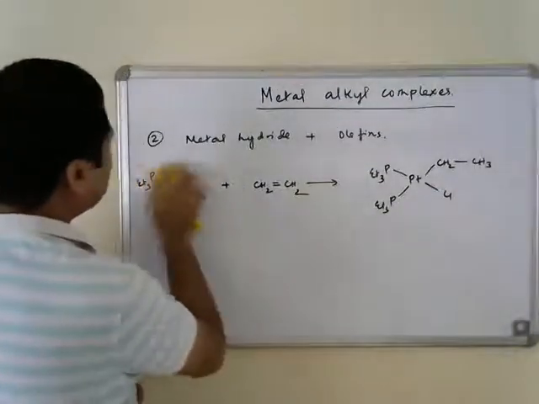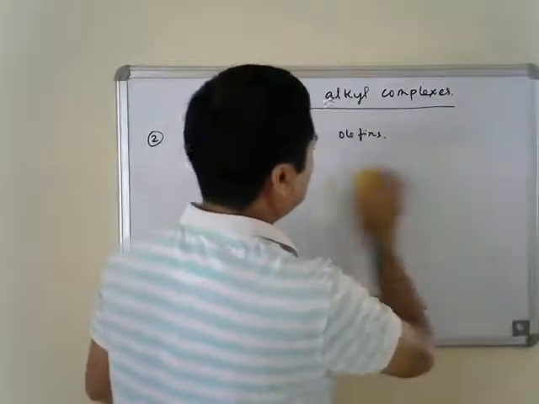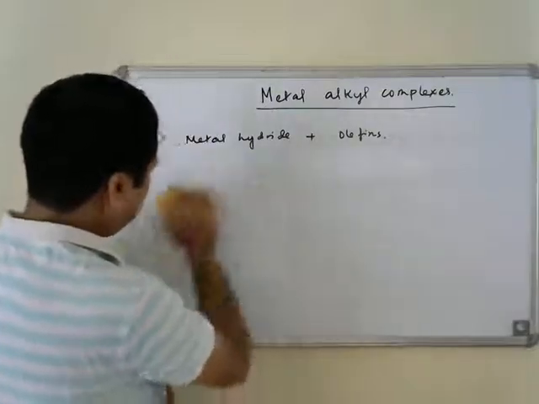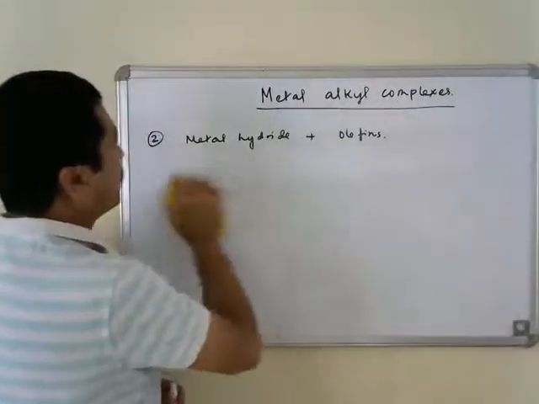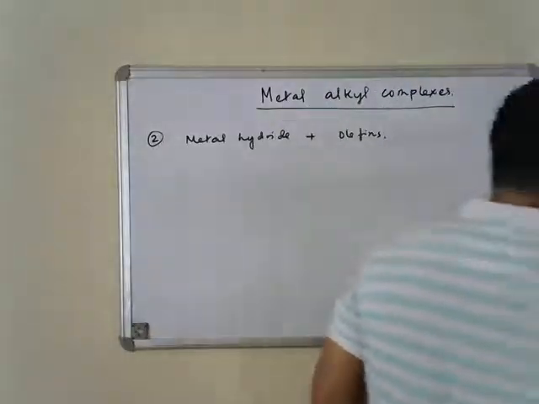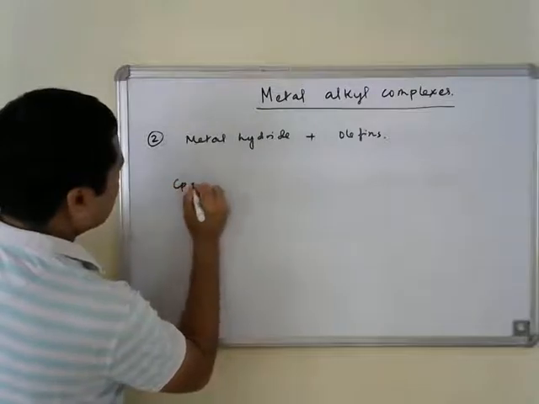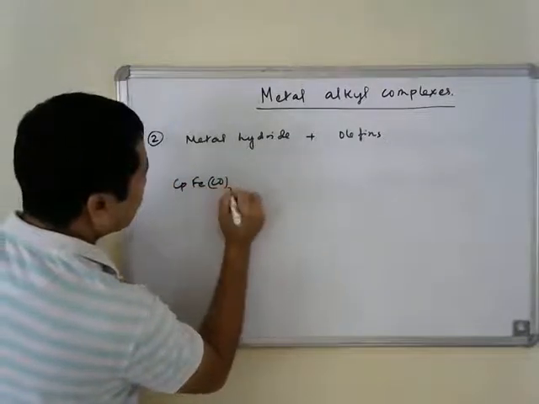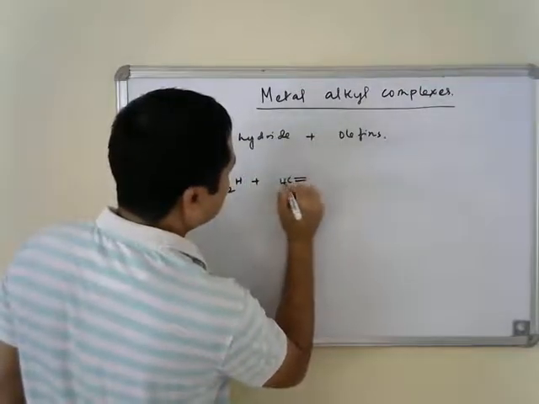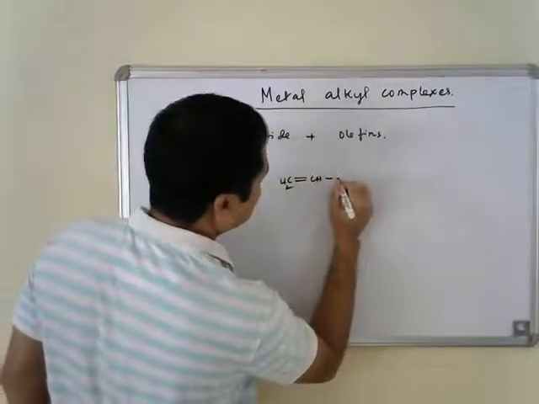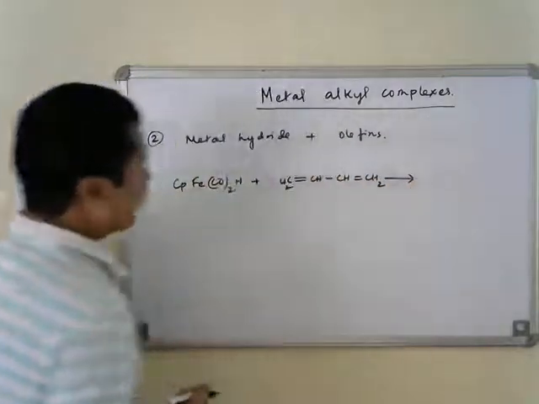We can also use dienes here. So reaction of metal hydride compound with diene, that is say butadiene here, will give us metal alkyl.